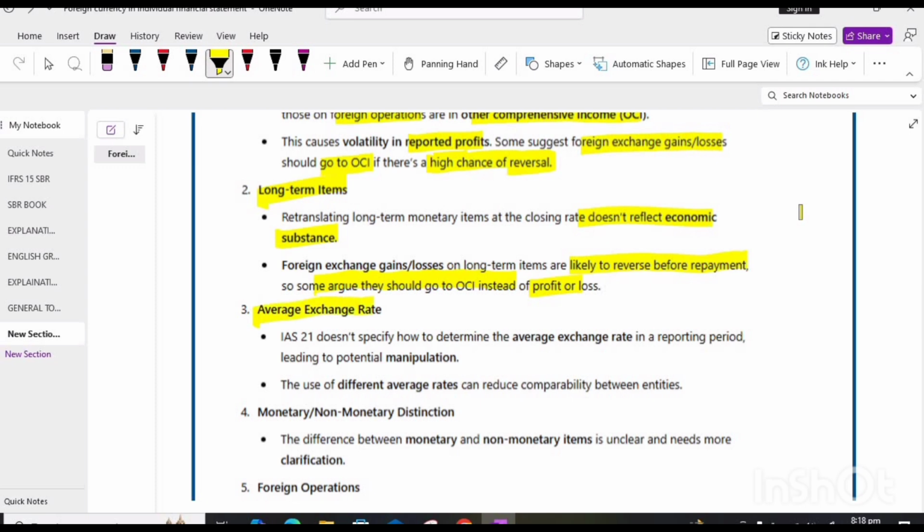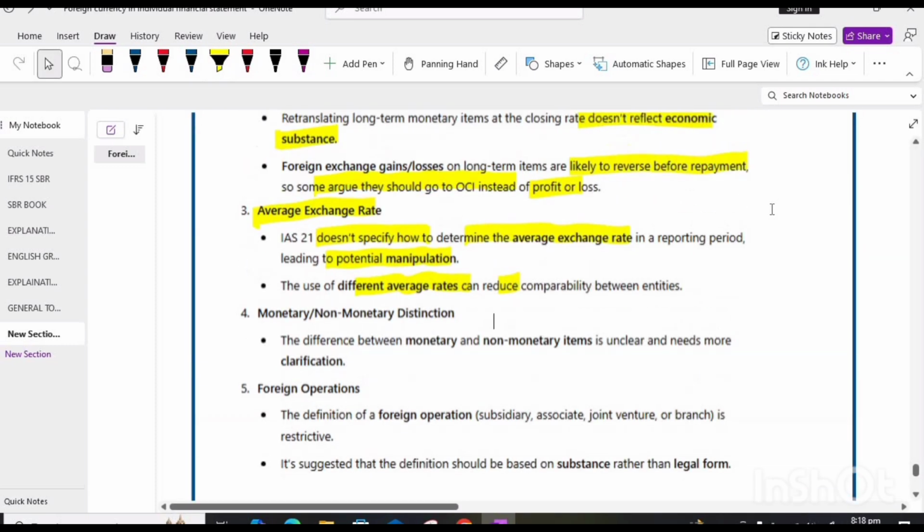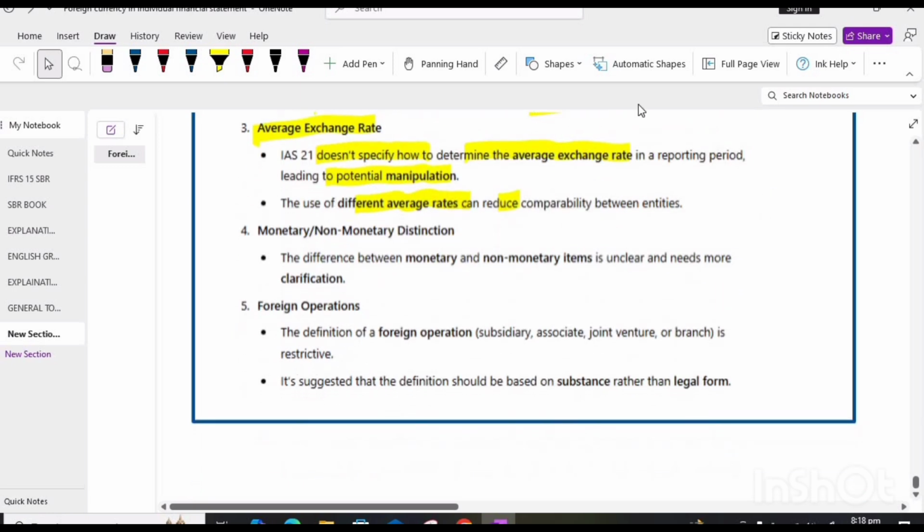Then you have the average rate. IAS 21 does not specify how to determine the average exchange rate for the reporting period, leading to potential manipulation and the use of different average rates. So you can read this by yourself. This is simple. Just go through it. Monetary/non-monetary distinction: the difference between monetary and non-monetary is unclear and needs more classification. So thank you for watching, and these are the criticisms of the standard.